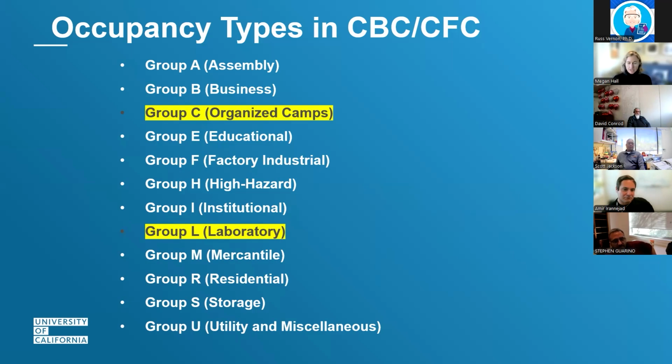So tell them they need to follow the California Building Code, which has the Group L laboratory occupancies. It's happened before, so just keep that in mind. Don't let them apply Chapter 38. They need to use Group L if they're intending to design for laboratory spaces.